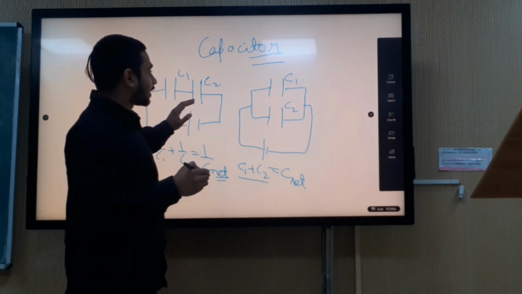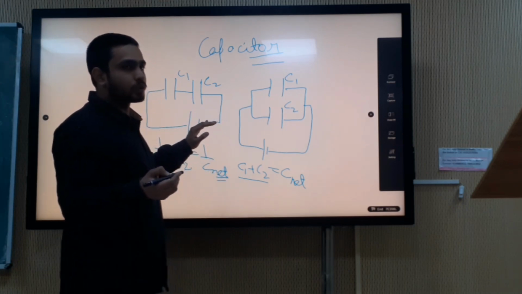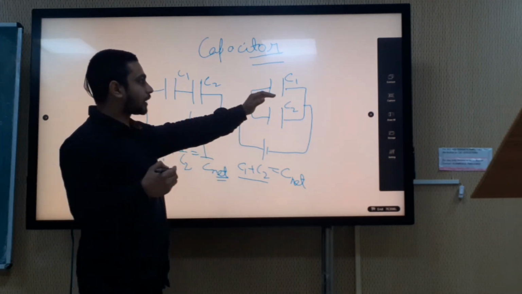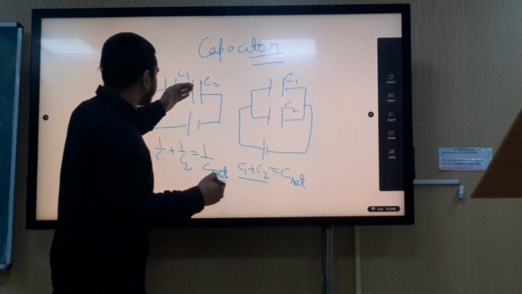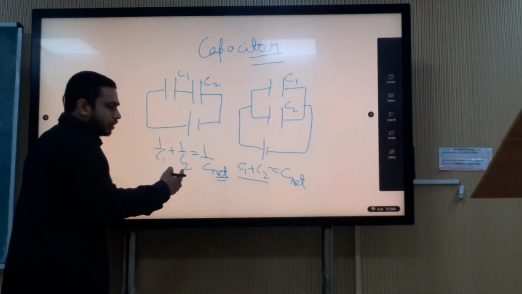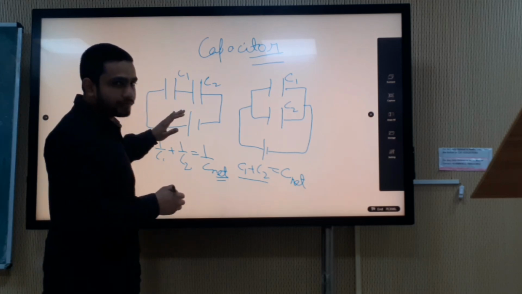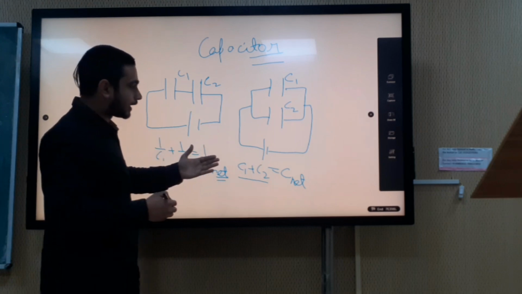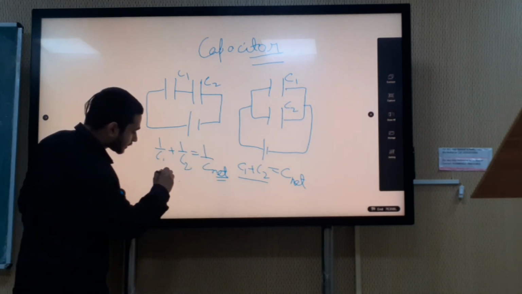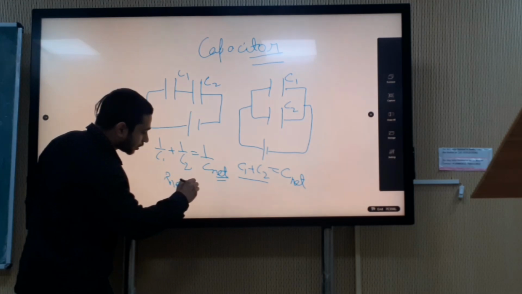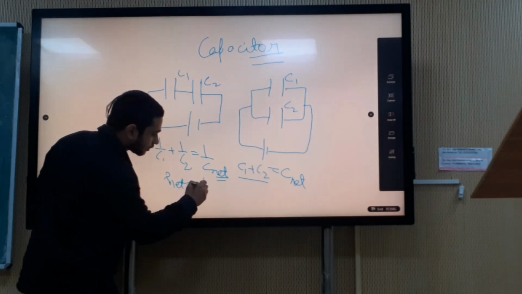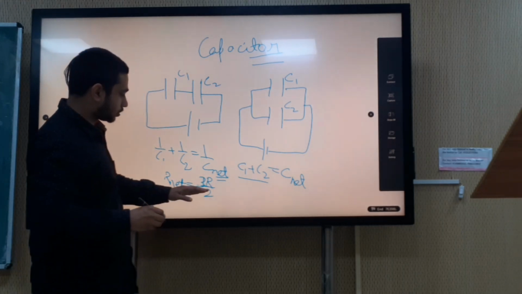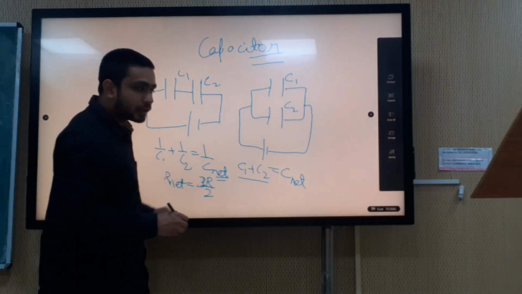If we are confused in the exam, we can solve by converting the arrangement from the capacitance side to the resistance side. How will we convert? We will solve everything with resistance and then invert that. Suppose the resistance came out to be 3R by 2. This is the total resistance.